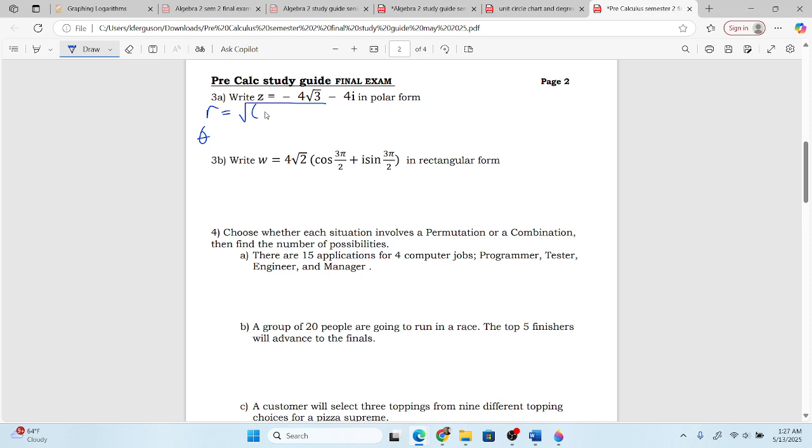of a squared plus, excuse me, b squared. Okay, so remember that rectangular form is a plus bi, and then theta is the inverse of tangent of b over a.